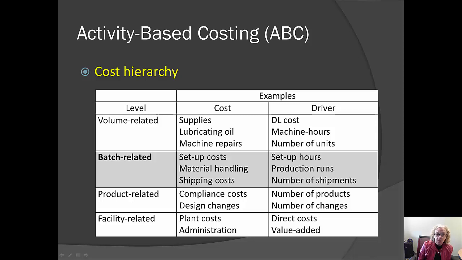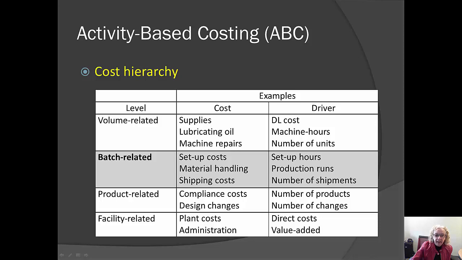Examples of batch-related costs would include setup costs. If we're going to start making a particular product, we need to set up our machinery, but once it's set up, we can make as many units of that product as we want to. The same would be true for material handling costs or shipping costs. They really occur on a per batch basis, not on a per unit basis.